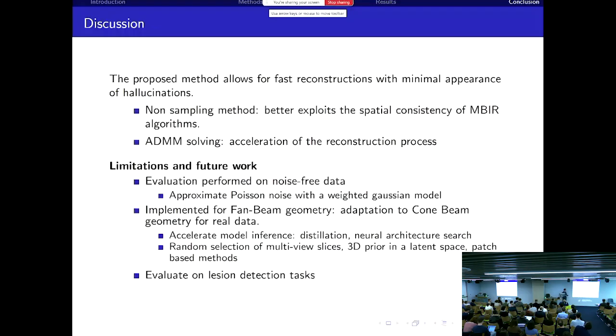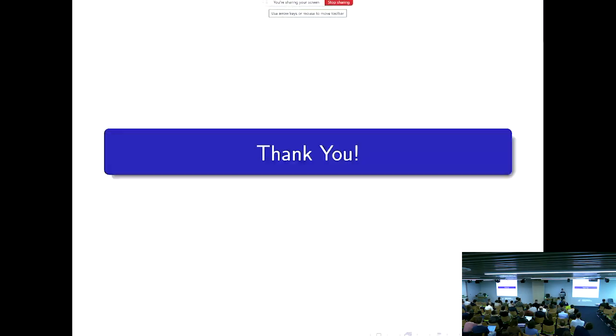Then we would also like to compare with other methods that we have been seeing during this conference, in order to really evaluate out-of-domain performance, for instance DDIP or SCD, and then finally evaluate this on real clinical tasks such as lesion detection tasks. So thank you very much, and that is all.